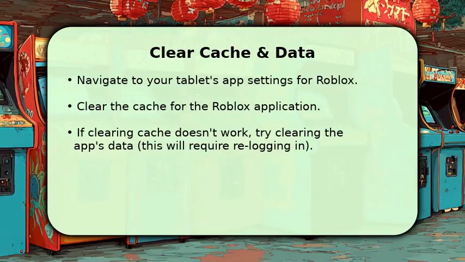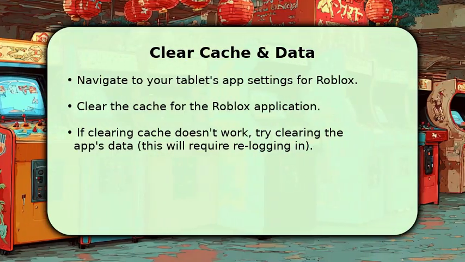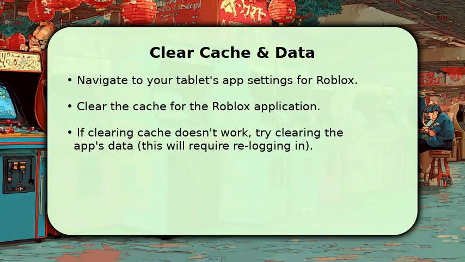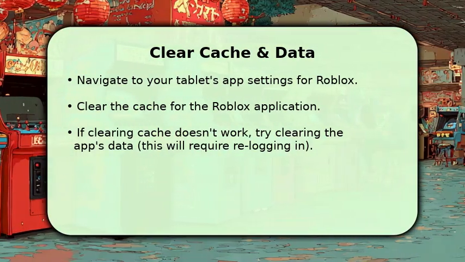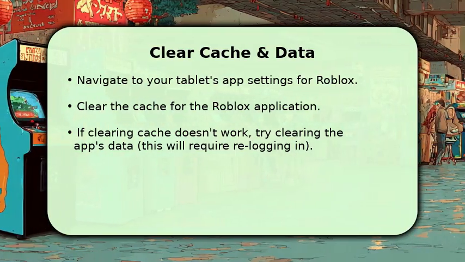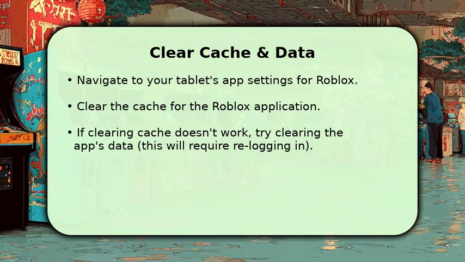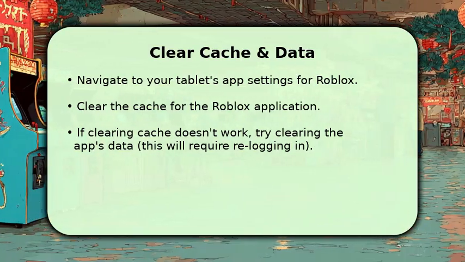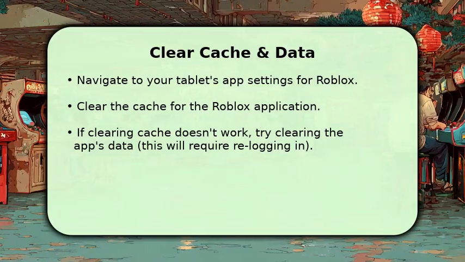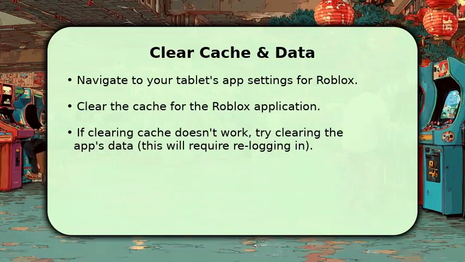If a simple restart didn't work, the next step is to clear Roblox's cache and data. Go into your tablet settings, find the Roblox app, and first try clearing its cache. This removes temporary files that might be corrupted. If that doesn't solve it, proceed to clear the app's data. Be aware that clearing data will log you out and remove any downloaded content, so you'll need to sign in again. This often resolves deeper issues.